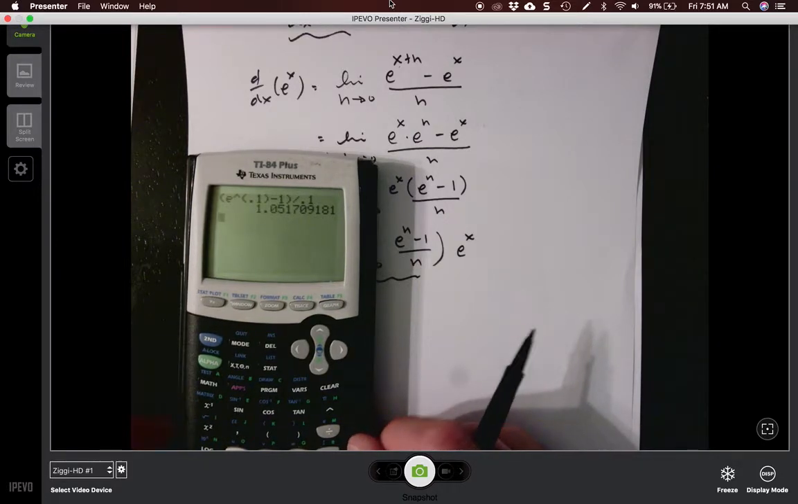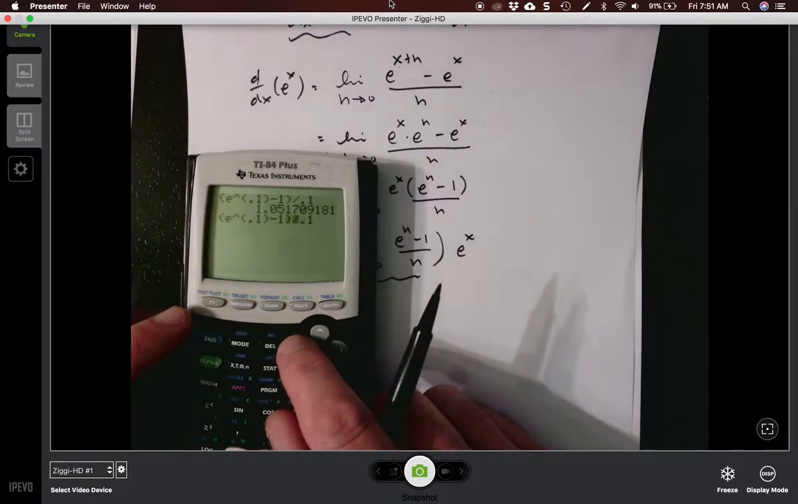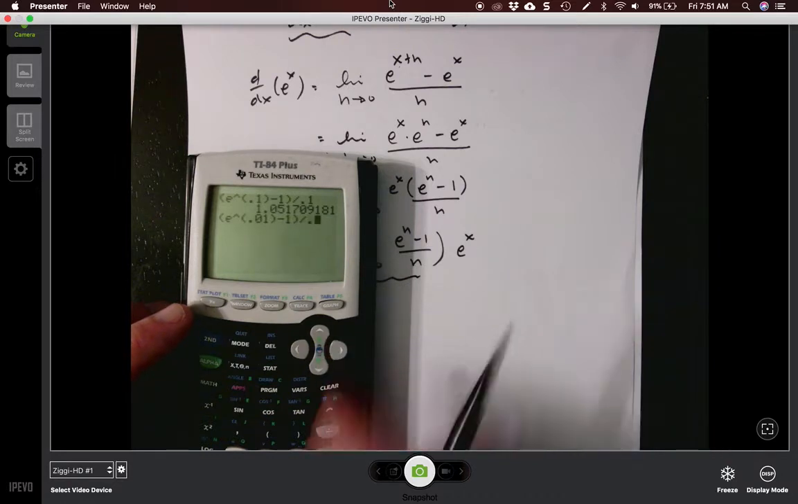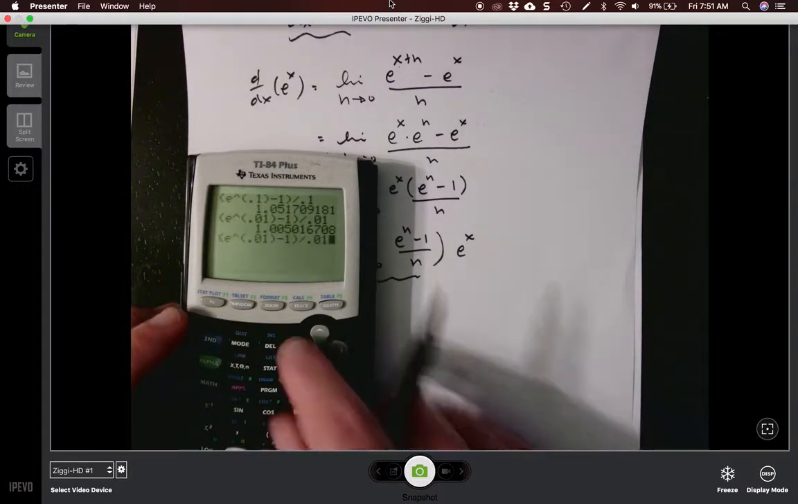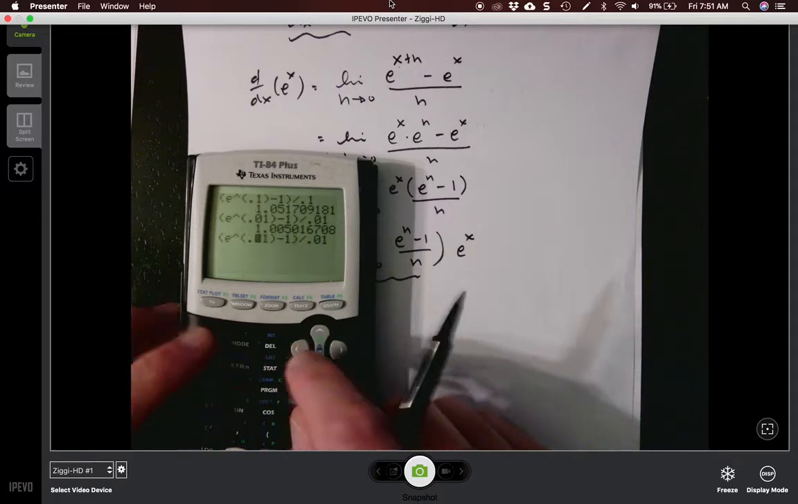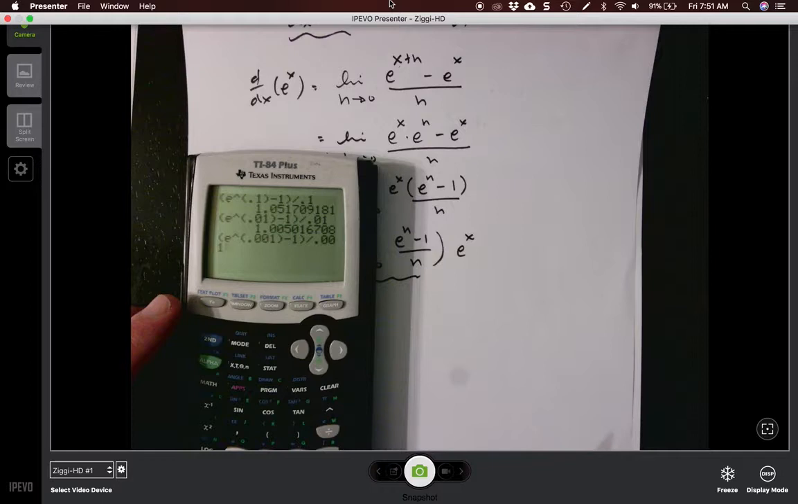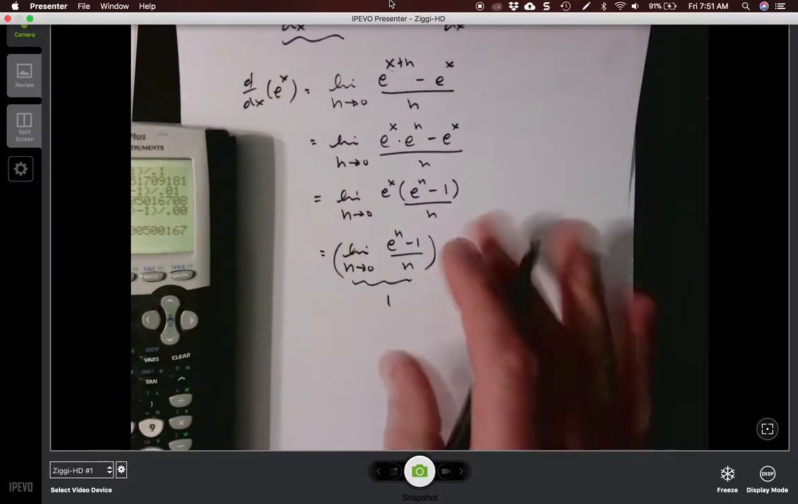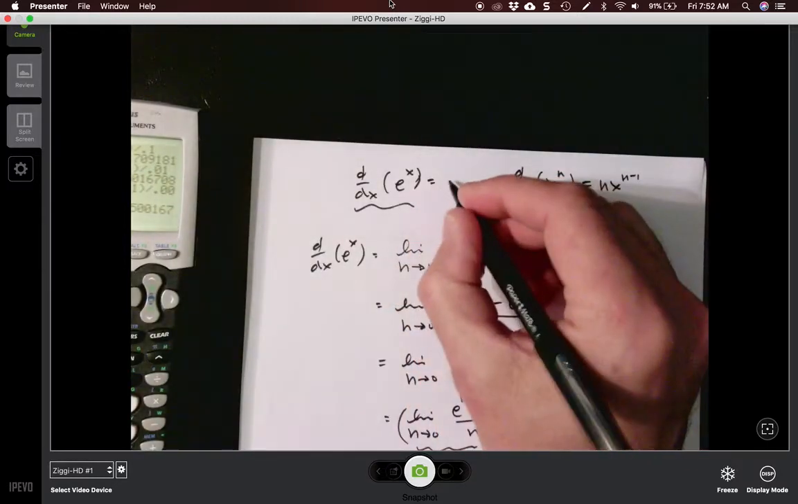But you might say, well, 0.1's not all that small. Let's try a smaller number. Instead of 0.1, I'm going to plug in 0.01 and divide by 0.01. Then I get 1.0005. If you make that even smaller, let's stick another 0 in here and make this 0.001. It looks like this number is getting pretty close to 1. So it appears that the derivative of e to the x is just 1 times e to the x.